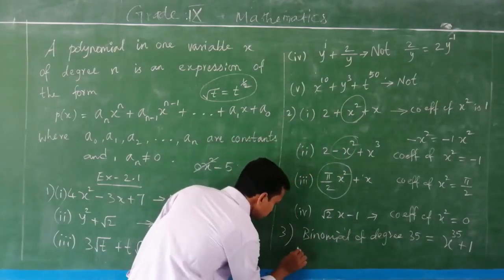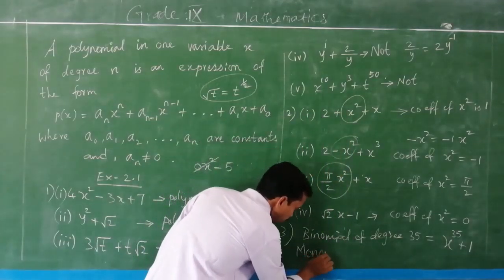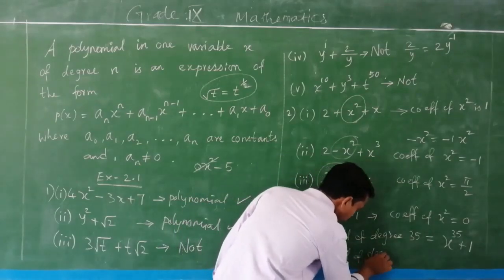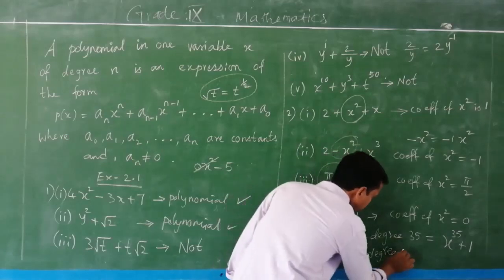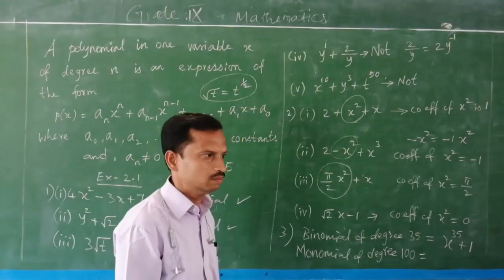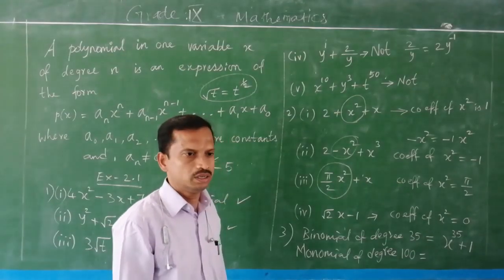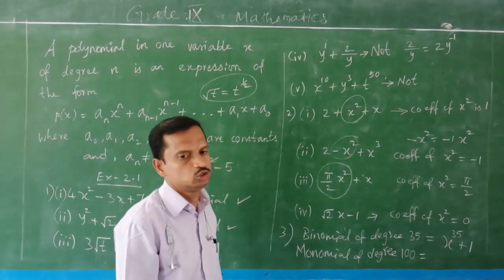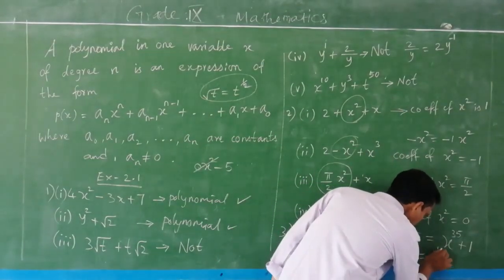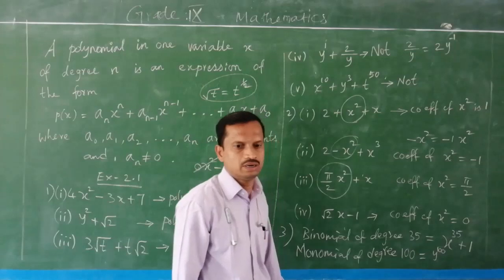And monomial, they are asking for an example of a monomial of degree 100. So monomial means what? Only one term. That should be only one term. And the degree also they have given, that should be 100. So you can take any variable y with 100, y power 100.